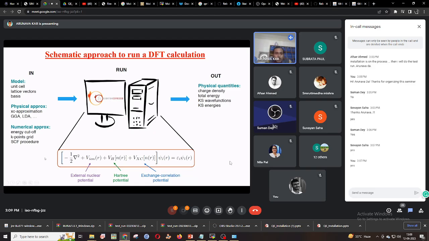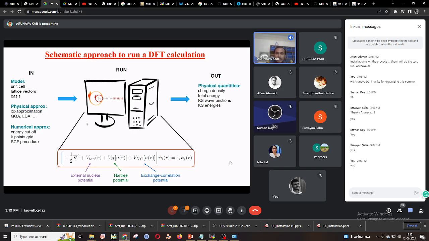First, we have to give an input file. In the input file, we need to model a system. We have to give lattice vectors. We need to give some physical approximations like LDA, GGA. We need to give some numerical approximations. What is the cutoff energy of the system? What are the K points? What is the procedure we want to run? I'll discuss it in the next few slides, so don't worry about this.